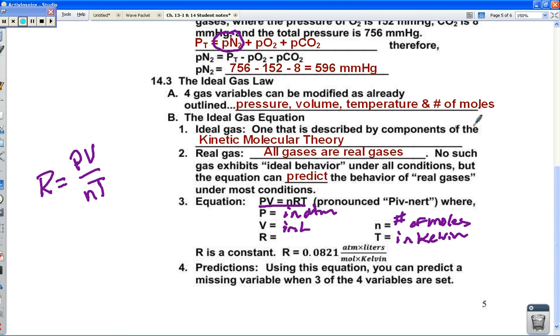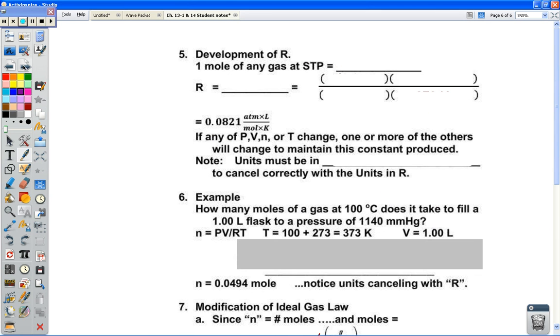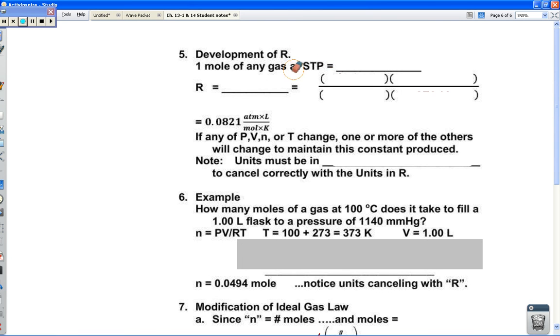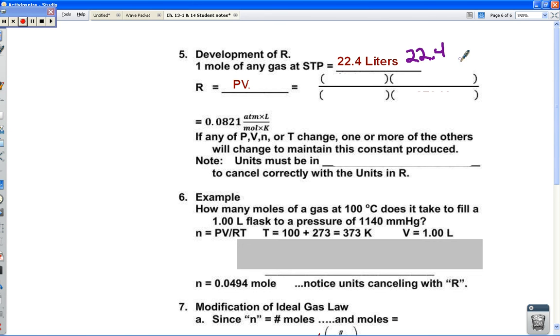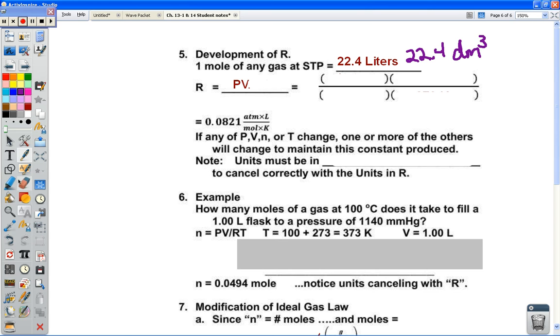So, predictions. Using this equation, you can predict a missing variable when 3 of the 4 variables are set. So, the development of R: 1 mole of any gas at STP is 22.4 liters, or 22.4, what's our other unit for liter? Cubic decimeters, dm cubed. This is in your notes.